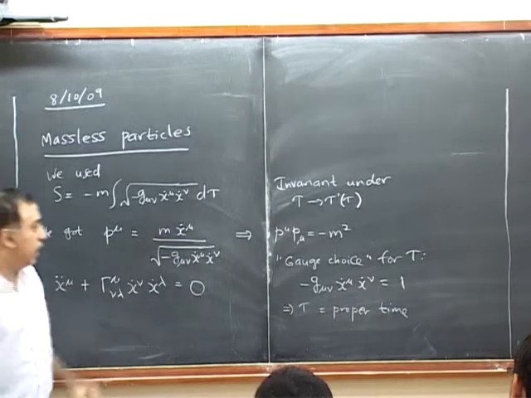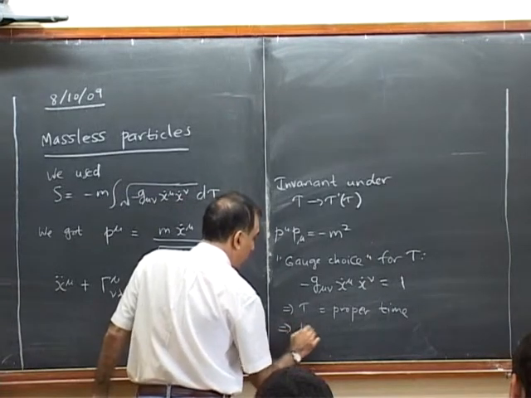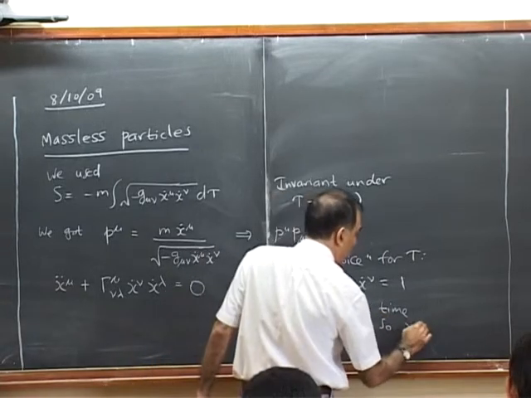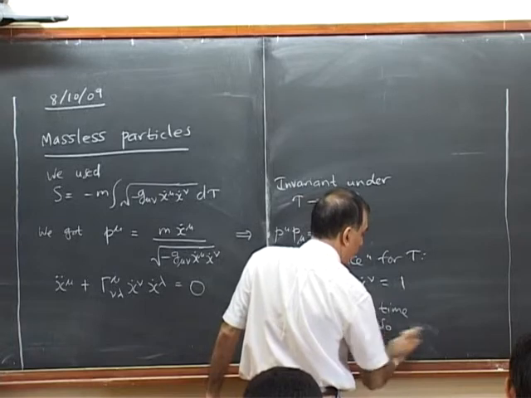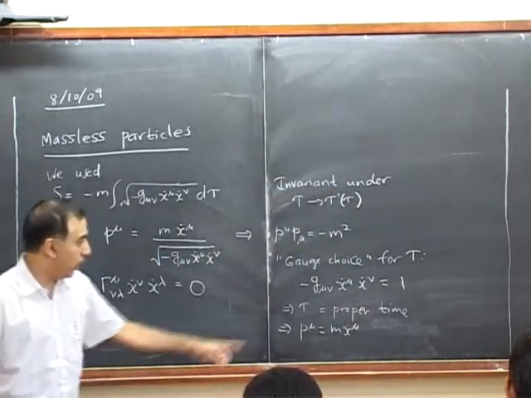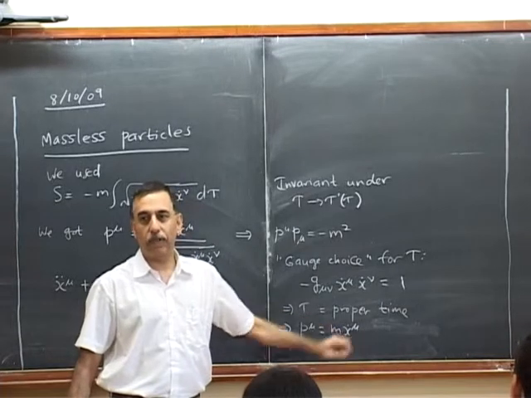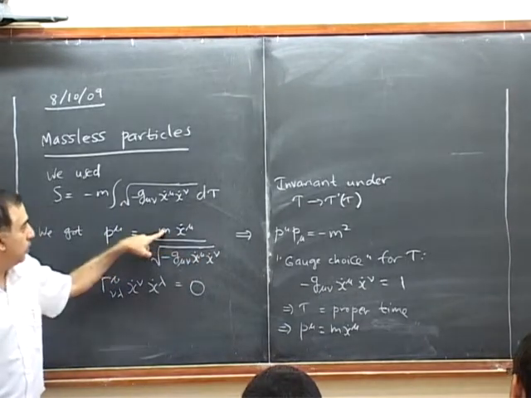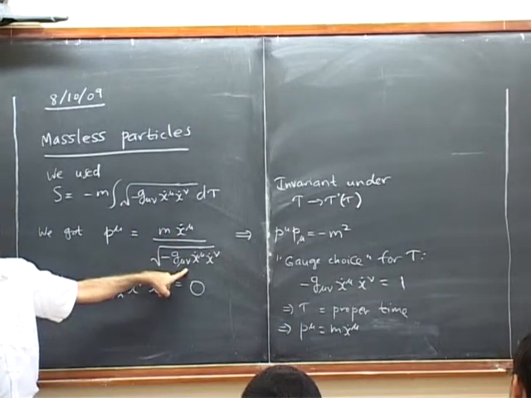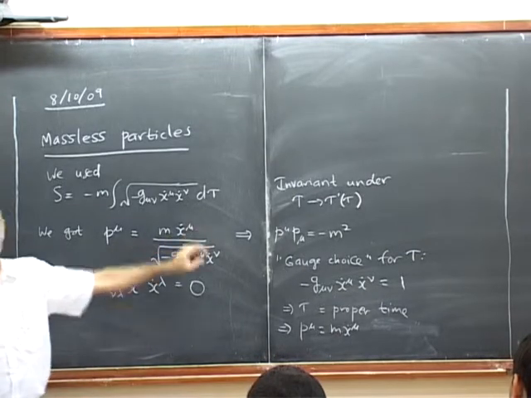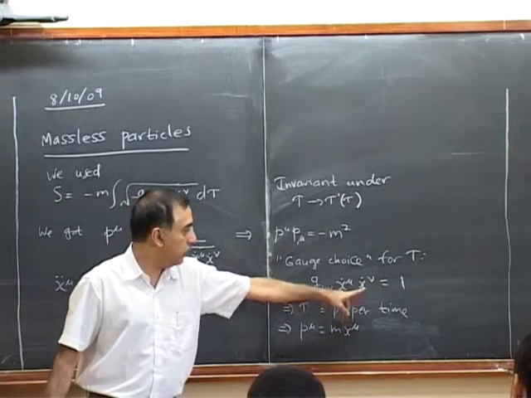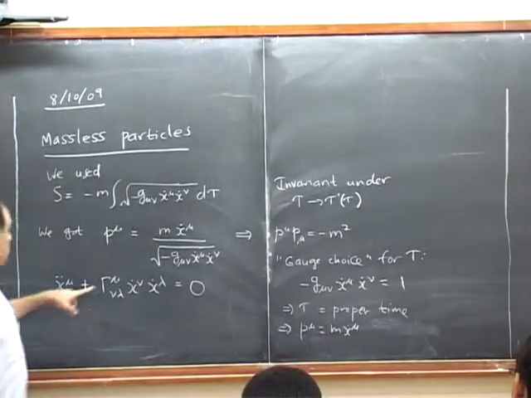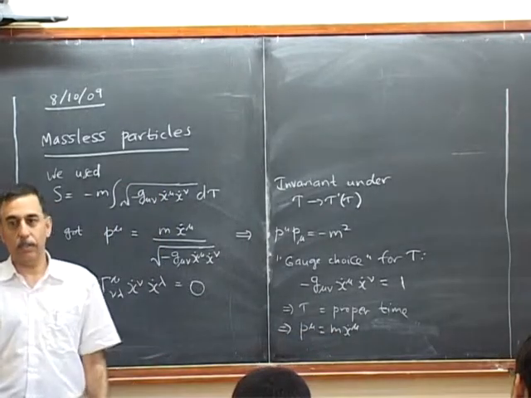Okay, and this gives us a nice identification that p mu is m x dot mu. Normally we write p mu is m times u mu, where u mu is the four-velocity. But in general, if we hadn't made this choice, then u mu would be all of this without the factor of m. It would be x dot over all this stuff, a very complicated function of x dot. But in the gauge choice where tau is proper time, p is m times x dot, and this formula together with this formula is what we have been using all throughout the course.